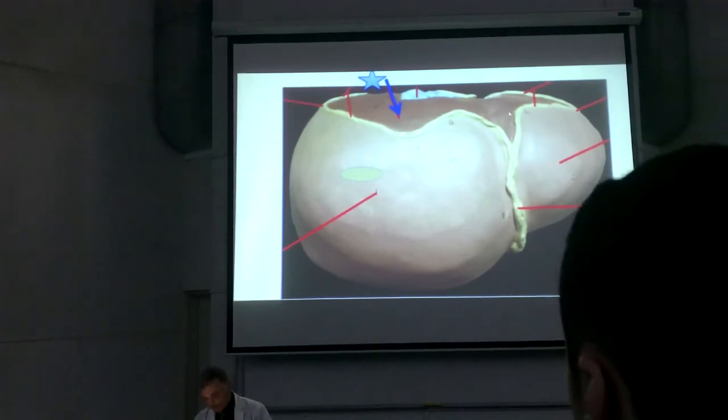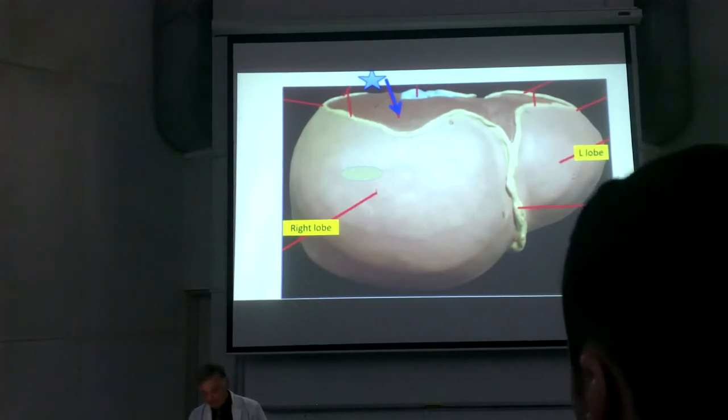This is an area of the liver which is not covered by peritoneum. It is called the bare area. Now, the falciform ligament is 2 layers of peritoneum that extends from the anterior abdominal wall to the liver.